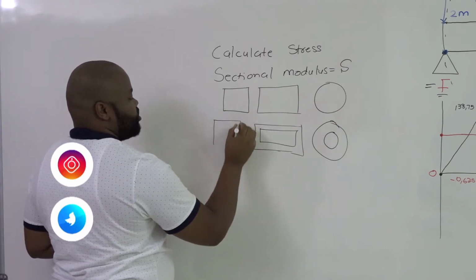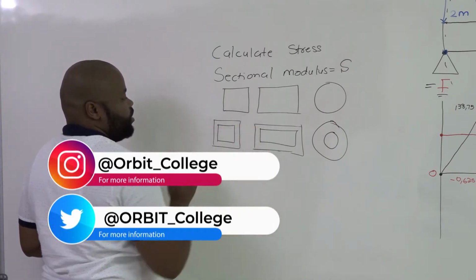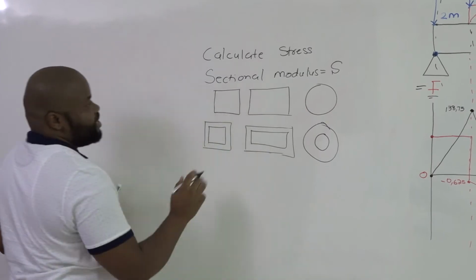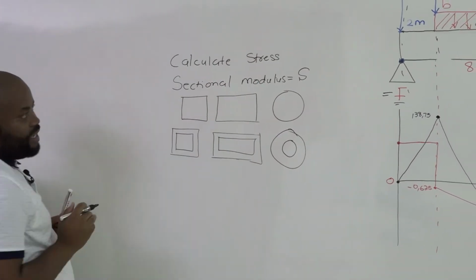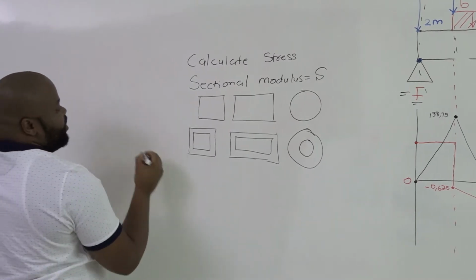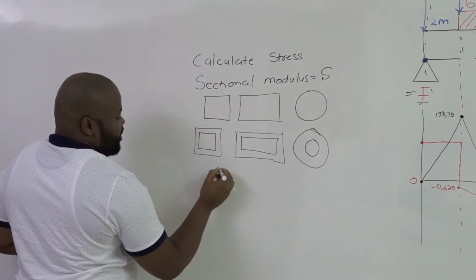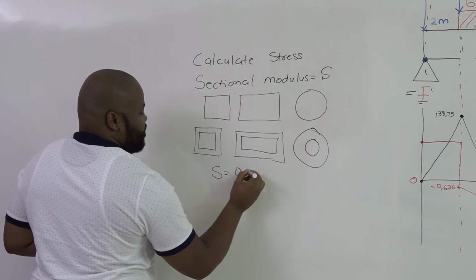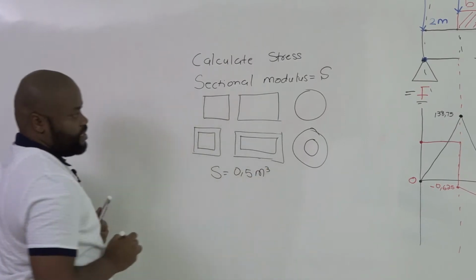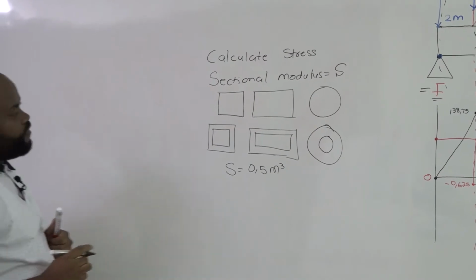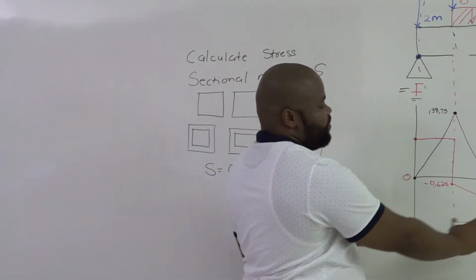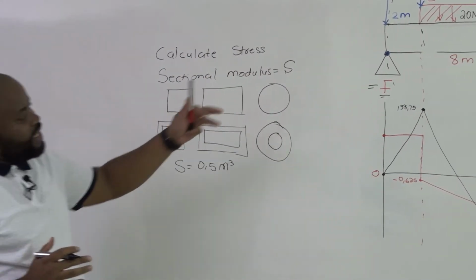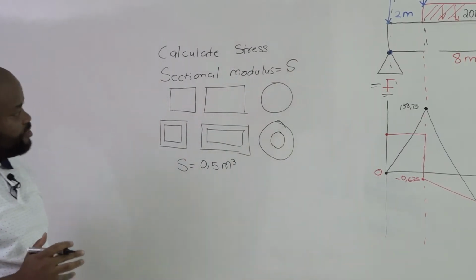Sometimes it can be a square tube. So having that information, they will give you the sectional modulus of this beam, assuming that it is a square beam. They will give you the value to say that the sectional modulus is equal to 0.5 cubic meters. Then they say to you, from this information that you have, where you have drawn the bending moment graph of that beam, calculate the internal stress that the beam experiences.